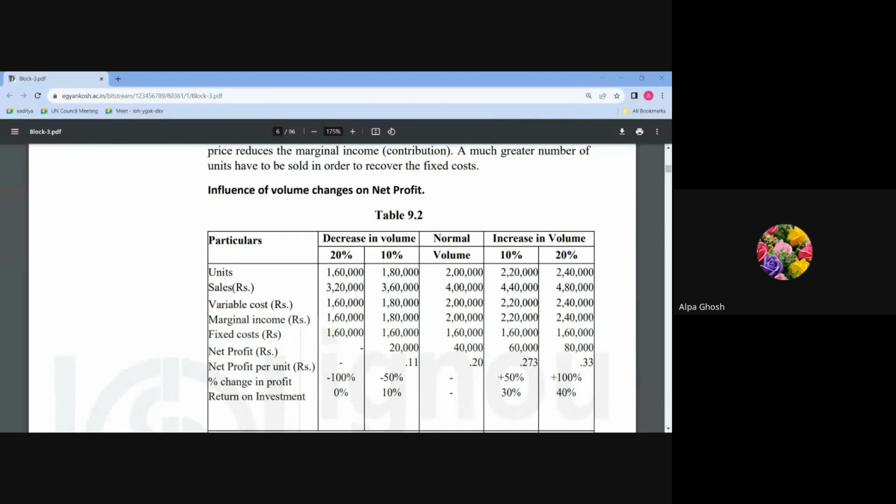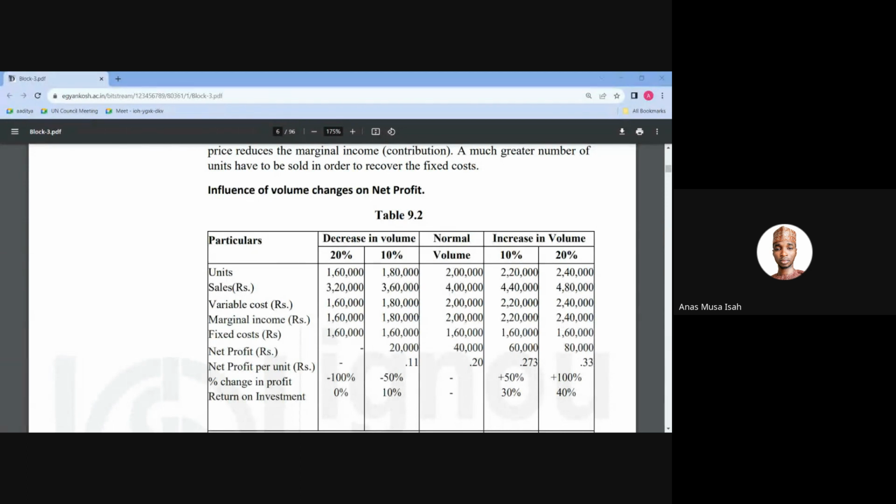Now we will start with the calculation of ROI. The first part of the calculation is if there is a decrease in volume. Volume is your units. Which units? The 2 lakh units. So the first case, 20% decrease. So your units are 2 lakh. What will be 20% minus of 2 lakh? 20% is 40,000. So 2 lakhs minus 40,000, your units produced or units sold is 1,60,000. Am I clear till this?